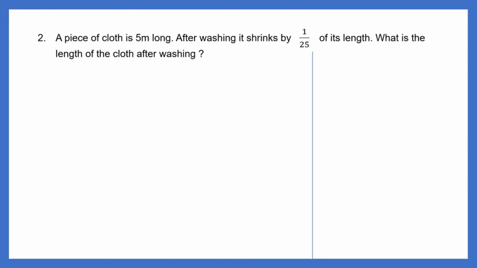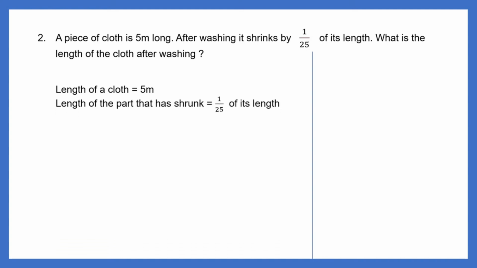Question 2. A piece of cloth is 5 meters long. After washing, it shrinks. That means it becomes smaller by 1 by 25 of its length. What is the length of the cloth after washing? So now it's become smaller because it has shrunk. So now what is the length of the cloth after washing. So let's start with the statements. Length of a cloth is 5 meters.